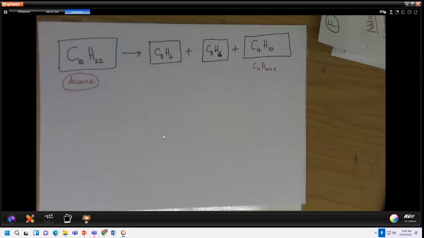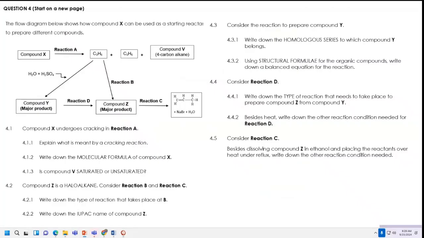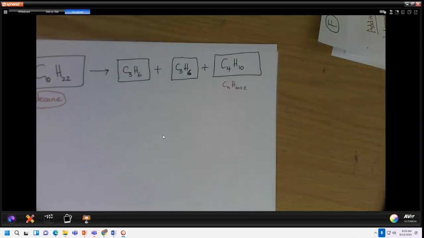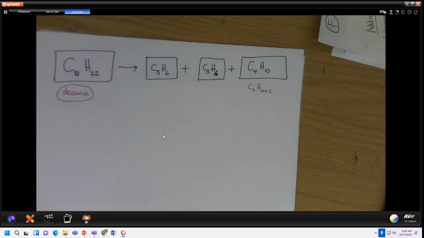That's our first answer. Now going back to our question paper, 4.1.3. Compound V, is it saturated or unsaturated? Well, here we have our compound B. Butane is a saturated hydrocarbon. Reason: there are single bonds between the carbon and the hydrogen atoms. Don't just write there are single bonds. No, grade 12s, there are single bonds between the carbon and the hydrogen atoms as well. Please keep that in mind. That's why it's a saturated hydrocarbon.